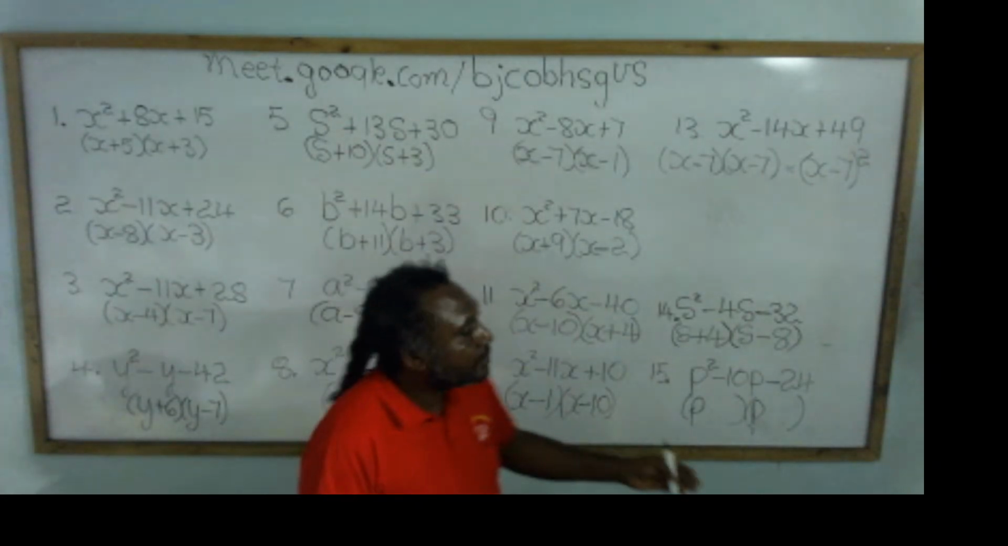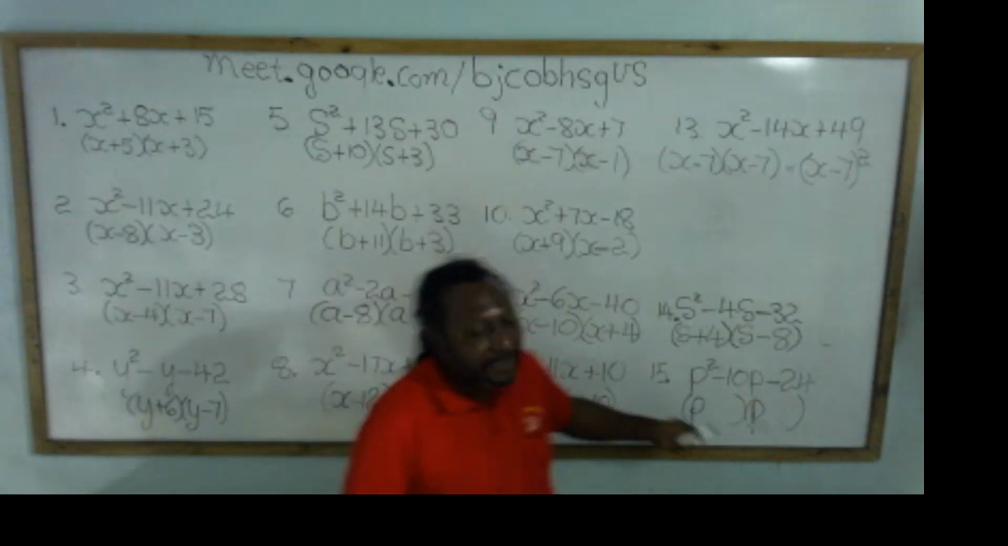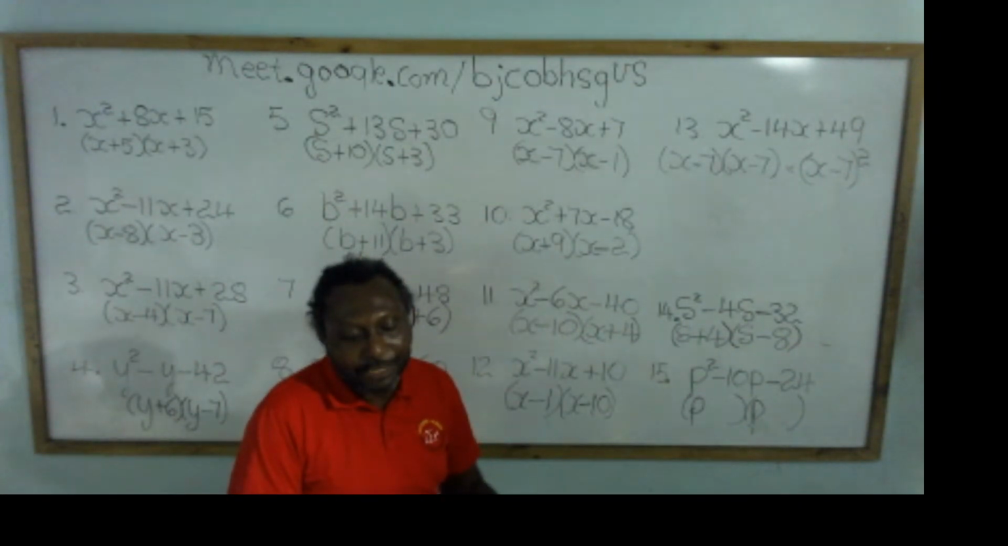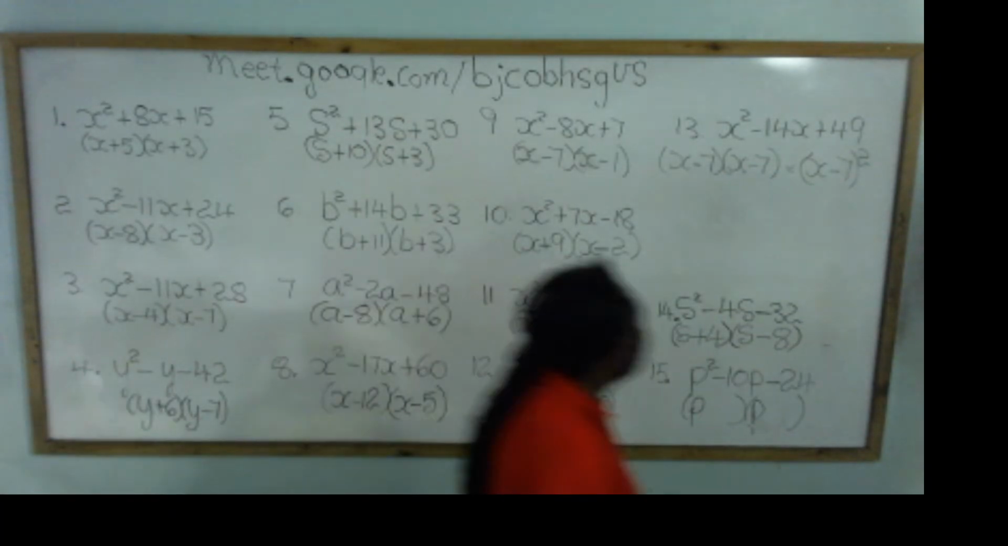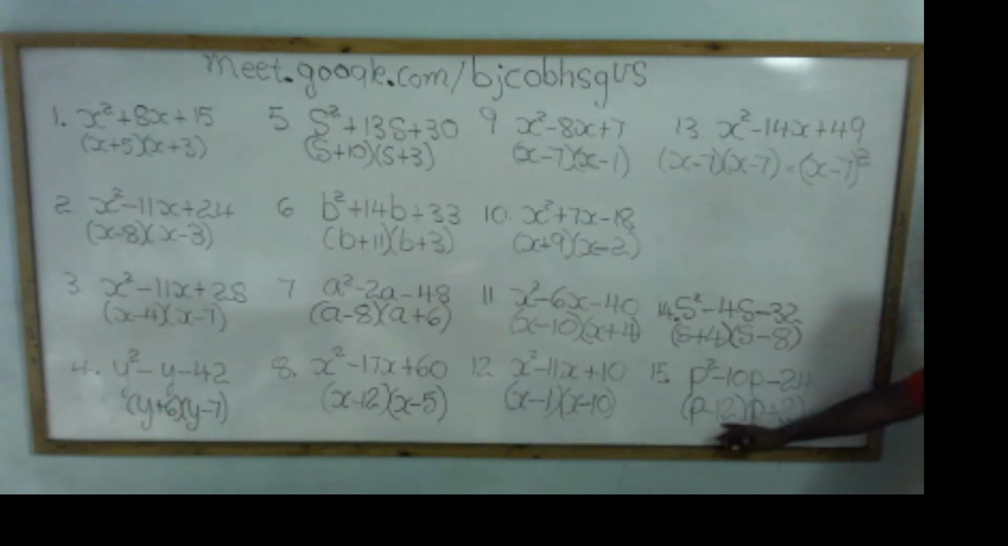So although 6 times 4 is 24 and 6 plus 4 equals 10, because of the requirements of the sign, 6 and 4 will not work. So the correct answer will be what? A negative 12 and a positive 2. So negative 12 plus 2 is negative 10. And when we multiply a negative by a positive, we'll get a negative. So this is going to be a negative 24.